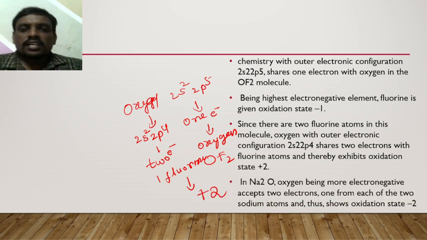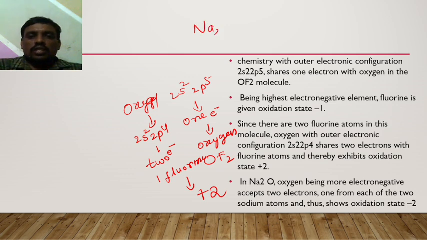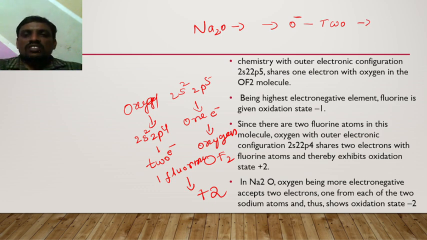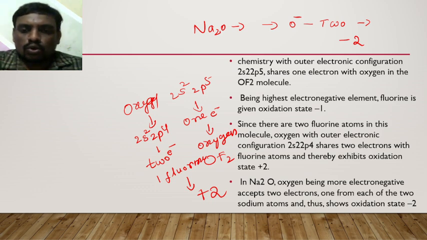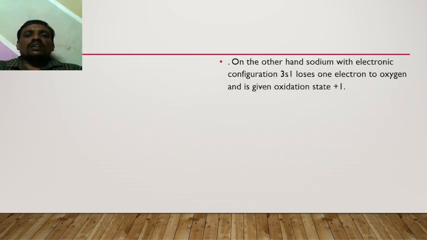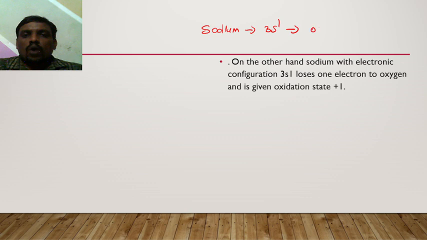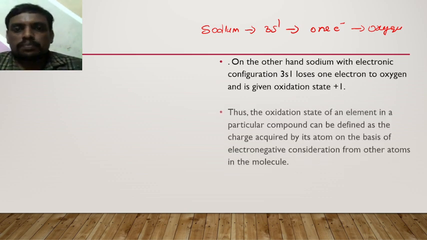Whereas in Na2O, oxygen, being more electronegative, accepts 2 electrons, one from each of 2 sodium atoms, and shows oxidation state -2. On the other hand, sodium with electronic configuration 3s1 loses 1 electron to oxygen and is given oxidation state +1.